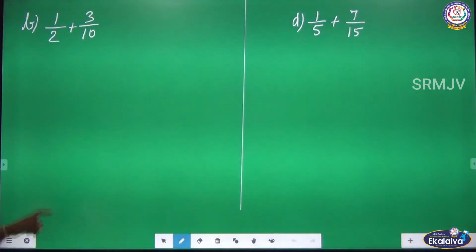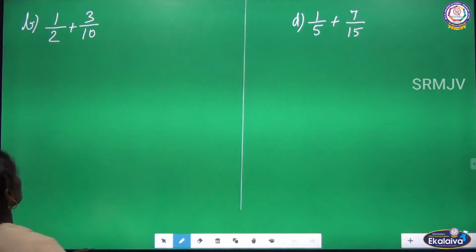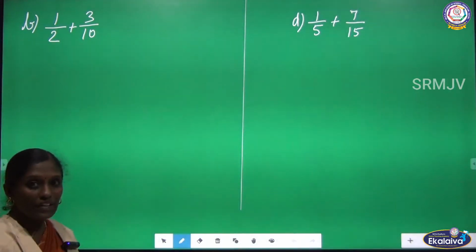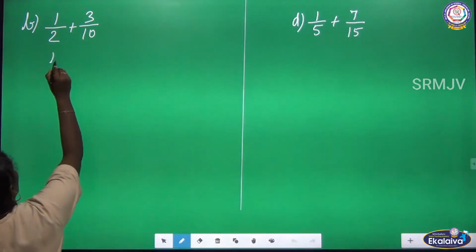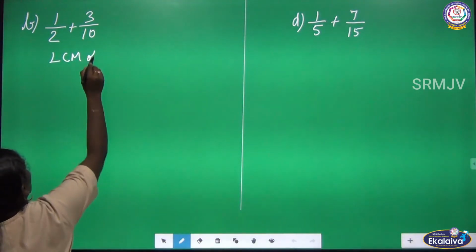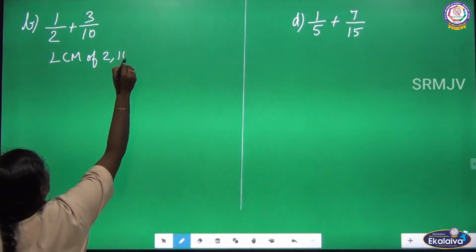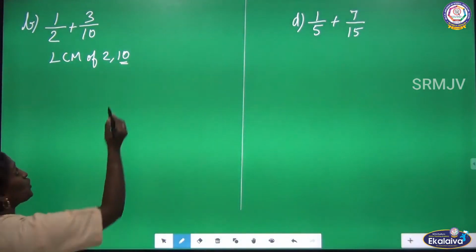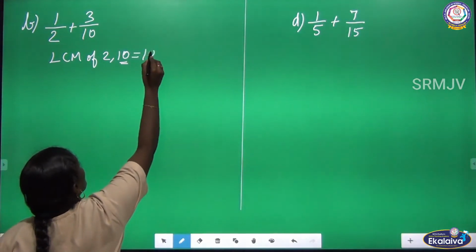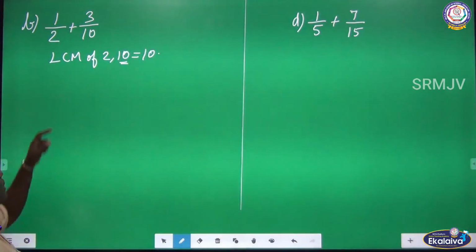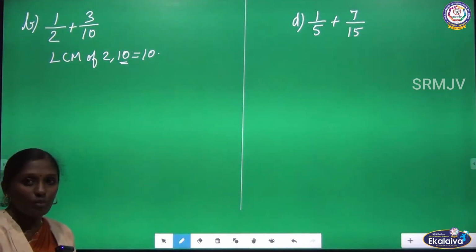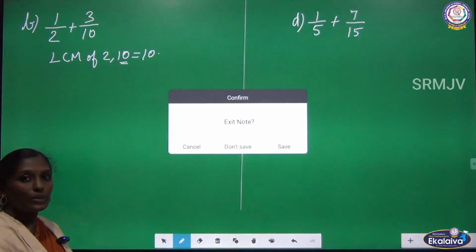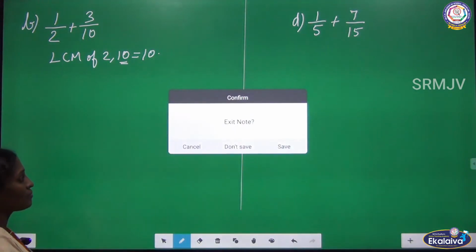The next question, 1 by 2 plus 3 by 10. Here also we have to convert the unlike fractions to like fractions. Okay. So we have to find the LCM of the denominator numbers 2 and 10. Here 10 is the multiple of 2, so we can take 10 as the LCM. Here already in the second fraction the denominator is 10. So we are going to convert the first fraction with the denominator 10.